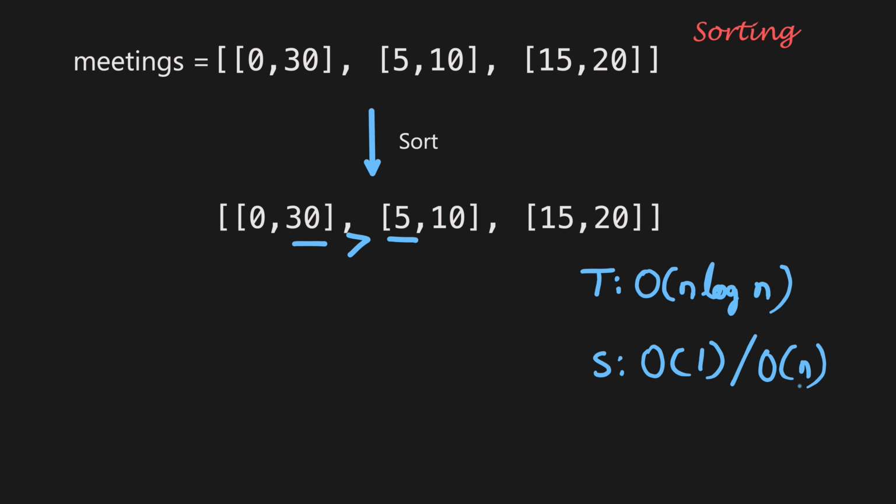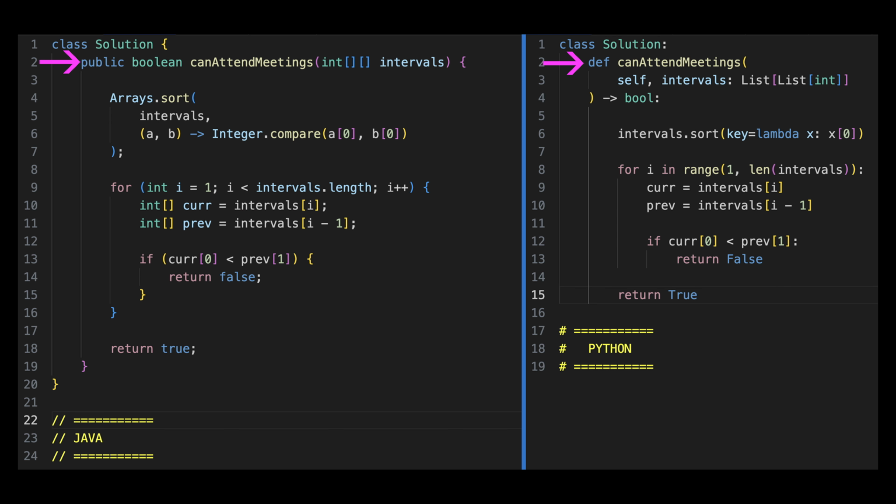Here is a quick code walkthrough of the algorithm we just talked about, with Java code on the left and Python on the right. First, we sort the intervals array. In Java, we use Arrays.sort with a custom comparator that looks at the start time, which is the first element of each subarray. And in Python, we use the sort method with a key lambda function that does the same thing.